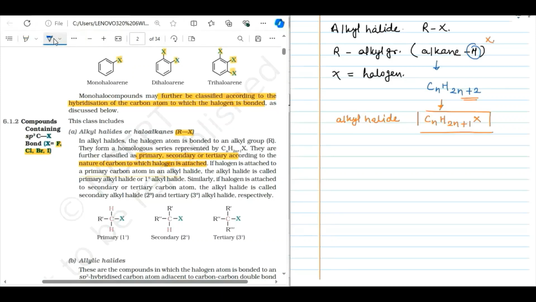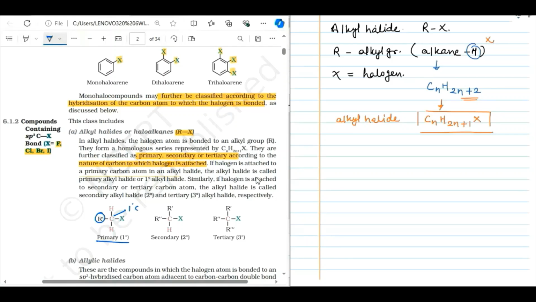Now let's examine these examples. Here the first structure is classified as primary alkyl halide. Here halogen is bonded to the carbon and this carbon is bonded to one alkyl group. That's why it is called as primary alkyl halide. And this carbon is primary carbon.